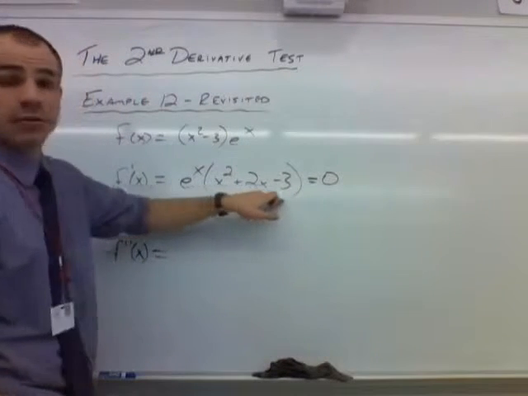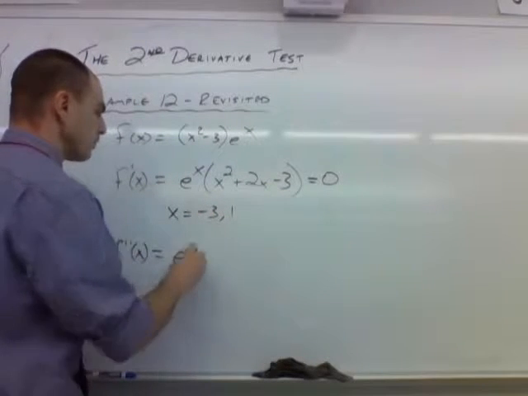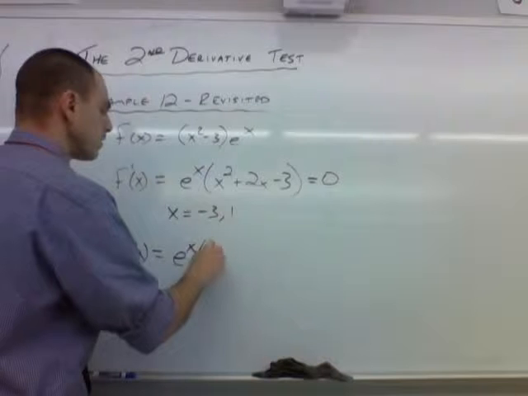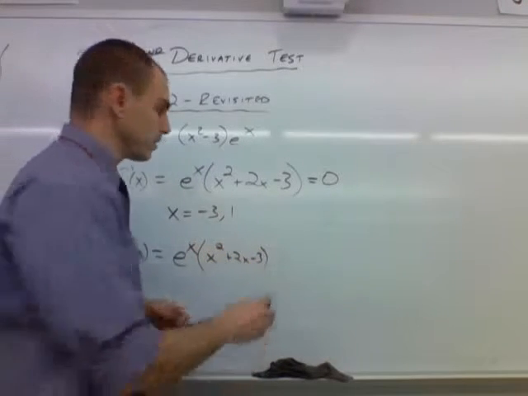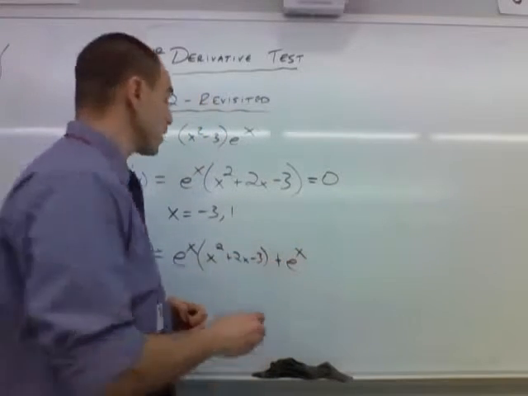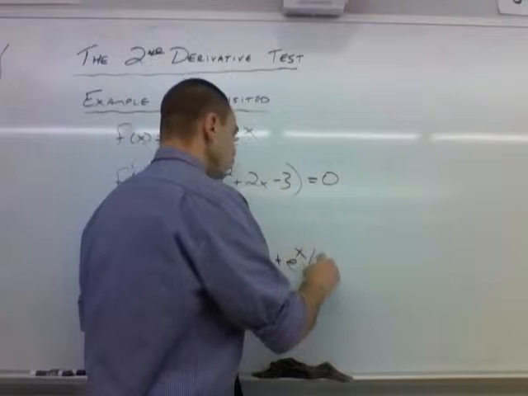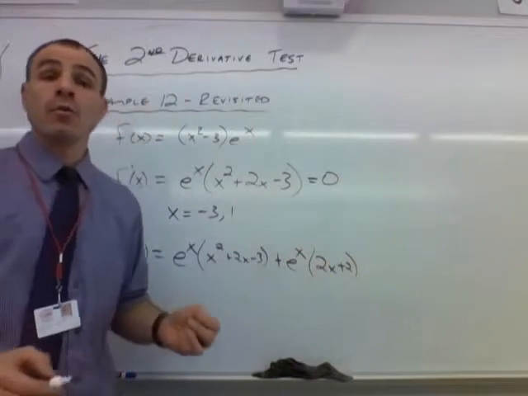Once again, we're going to have to use the product rule. Derive the first, e to the x derives to itself. Keep the second, x squared plus 2x minus 3, the same. Plus, now we keep the first, e to the x, and we derive the second, so we have 2x plus 2. There's our second derivative.